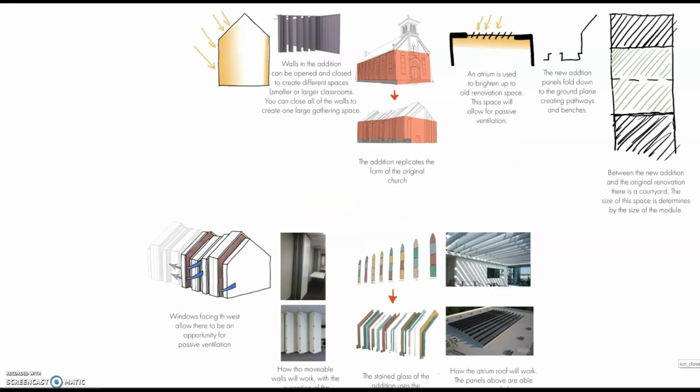Due to the need for more classrooms and gathering spaces, the addition will be a flex space, having movable interior walls which will allow for flexible classroom sizes and open gathering spaces. The movable walls will be made out of panels similar to how this image shows here.